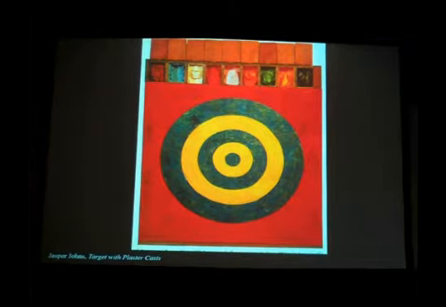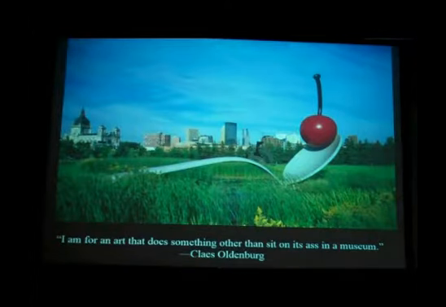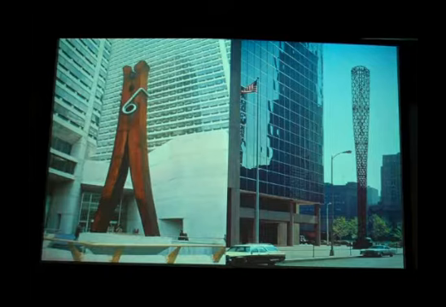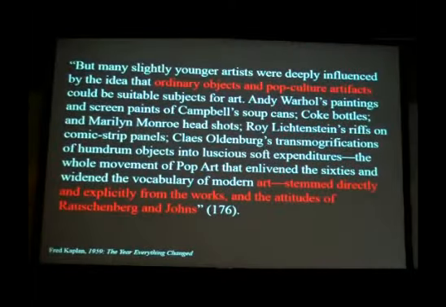People started painting targets and maps of the United States and American flags. A lot of it was about America, and a lot of it was very obvious imagery rather than the complex hidden truths of modernism. Here's Claes Oldenburg. He's got a cherry on a spoon. He's got a baseball bat and clothespin sculptures. So this congenial culture turned towards ordinary objects and pop culture artifacts.